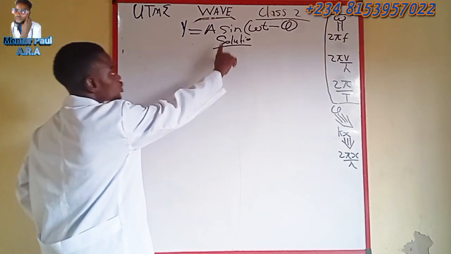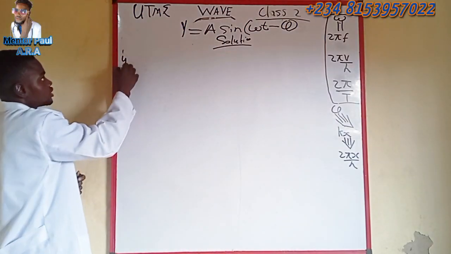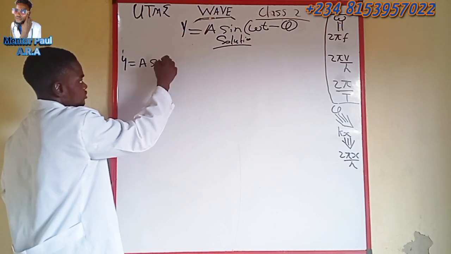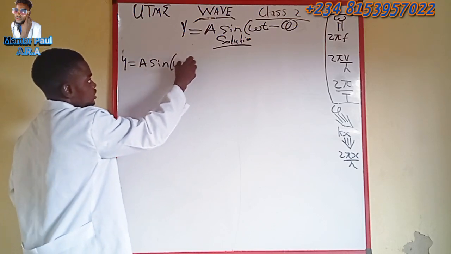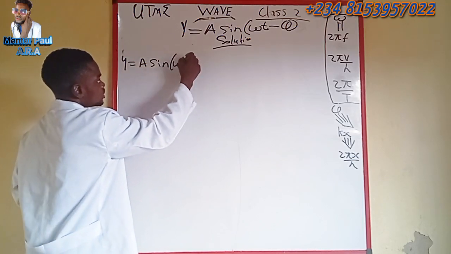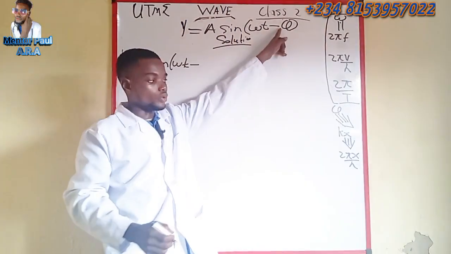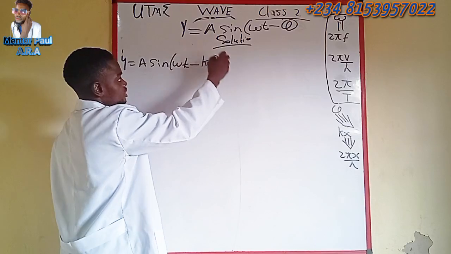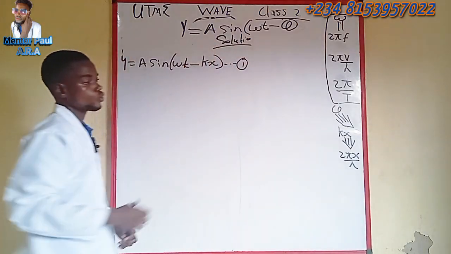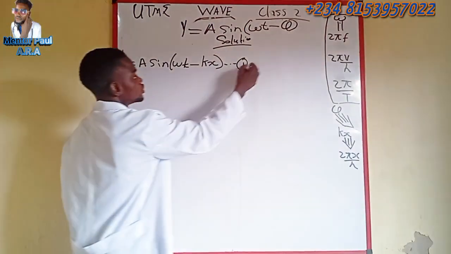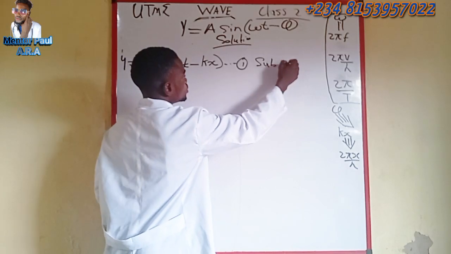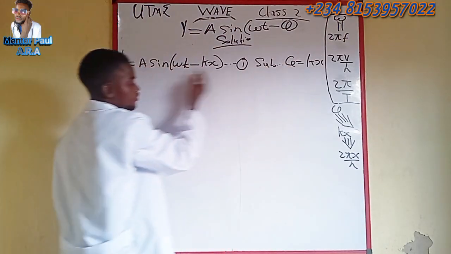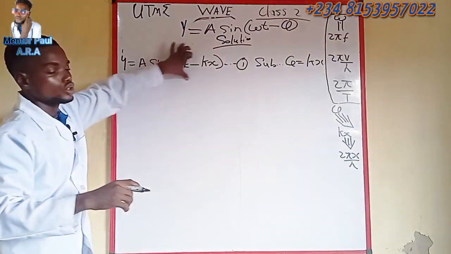So look, we are going to say solution, so that y is equal to A sine (ωt minus phase angle). Now this phase angle, we're going to take it as kx. Taking phase angle as kx, this becomes our equation 1, whereby we substitute phase angle equals kx. This is equation of wave motion number 1.